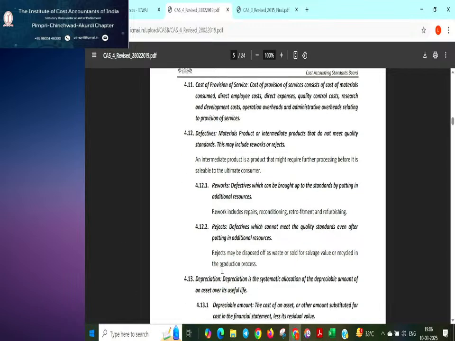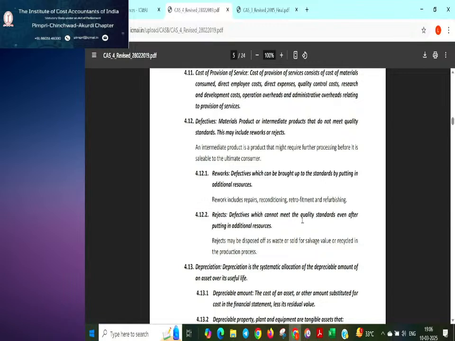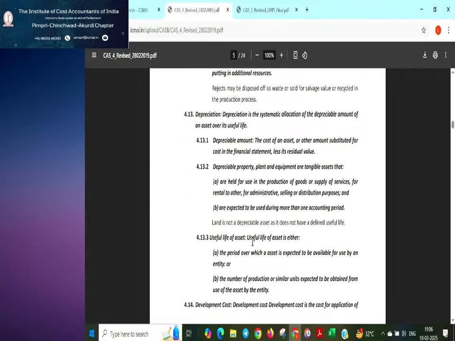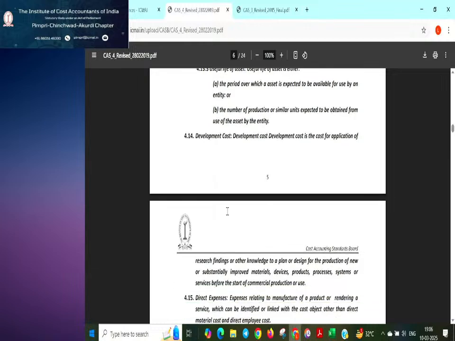Then coming to rejects, defectives which cannot meet the quality standards even after putting in additional resources. Whatever you do, you cannot set it right. Once it is rejected, it is rejected. You cannot make it right. So what will happen? Rejects may be disposed of as waste or sold for salvage value or recycled in the production process. So the treatment of defects is, this is how it happens. Either it can be reworked or it can be rejected. You know what depreciation is, how it is allocated every year. So that, I can ignore it.